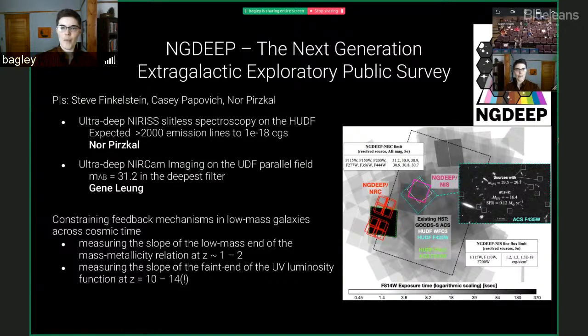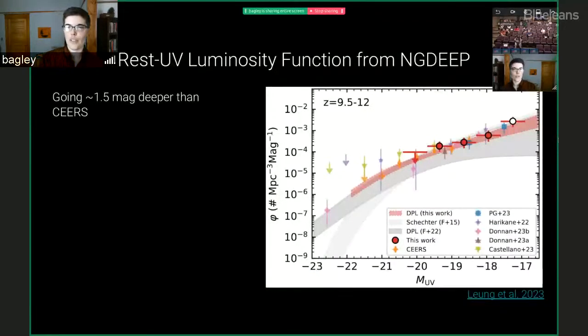So the main science goals of NG-DEEP are to constrain the feedback mechanisms in low-mass galaxies across cosmic time. On the NIRISS side, we're looking at measuring the slope and the scatter of the low-mass end of the mass-metallicity relation at low redshift. And on the NIRCam side, we're looking at measuring the slope of the faint end of the UV luminosity function. NG-DEEP has been observed in 2 epochs, and we only have half of the data so far, but we're already able to add about 1.5 magnitudes of dynamic range to the UV luminosity function.